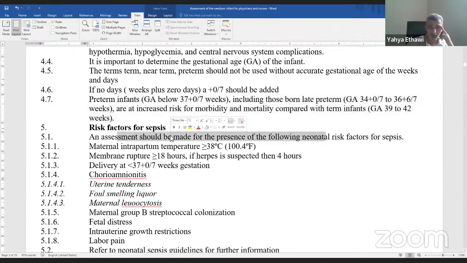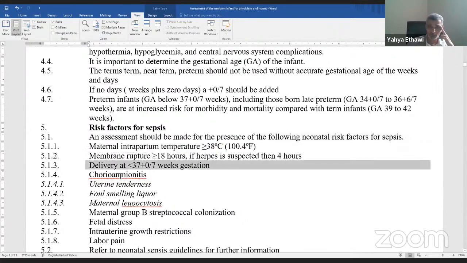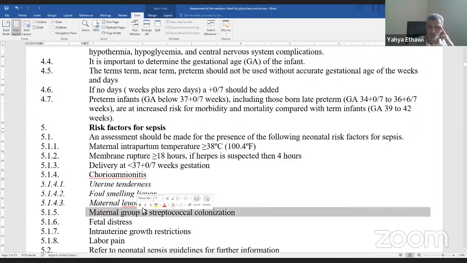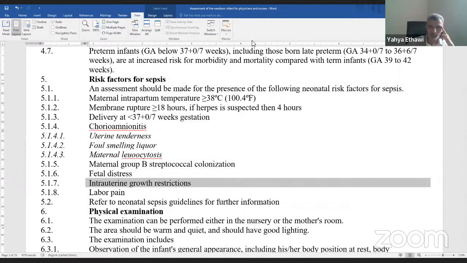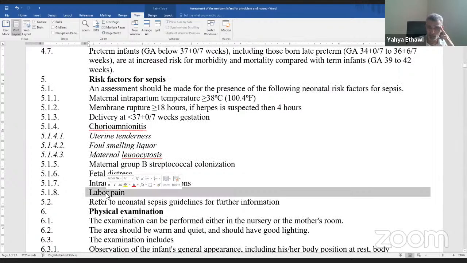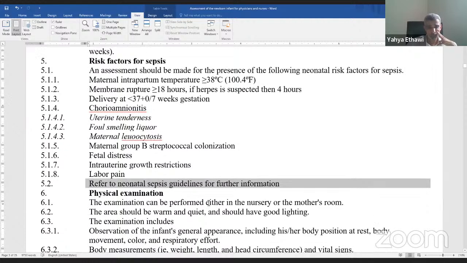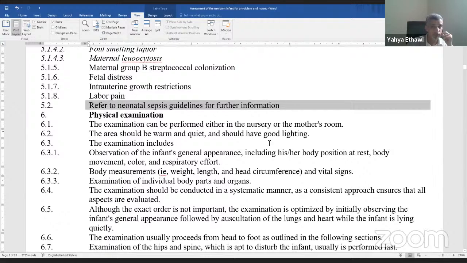We always have to assess the risk of sepsis: maternal temperature, membranes leaking for more than 8 hours, preterm, signs of chorioamnionitis, tenderness, foul-smelling liquor, leukocytosis, group B positive, fetal distress, growth restriction. And remember that a mother in pain or in labor is a risk of infection. Once you find this out, you need to go to your neonatal sepsis guidelines, and act depending on it.